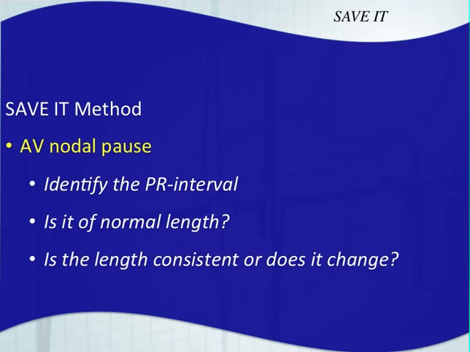When you're identifying the AV nodal pause, the space between the P wave and the QRS complex, you want to identify the PR interval and the length of the PR interval. Remember, it should be shorter than 0.20 seconds, which is 5 small boxes or 1 big box. Some heart blocks cause prolongation of the PR interval. Also, is the PR interval staying a consistent length, or is that length changing? If it's getting longer, that's another sign of a heart block. So we want to know, is it a short or long PR interval, and is it staying the same length?